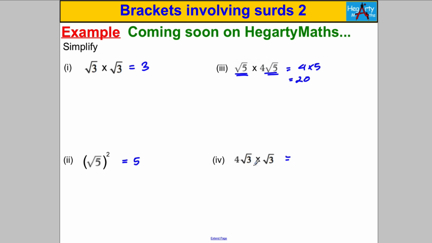And this one here, we can do the root 3 times the root 3, and that's going to be 3. So we've still got the 4, so this is going to be 4 times 3, which is 12. Right, nice and simple there.